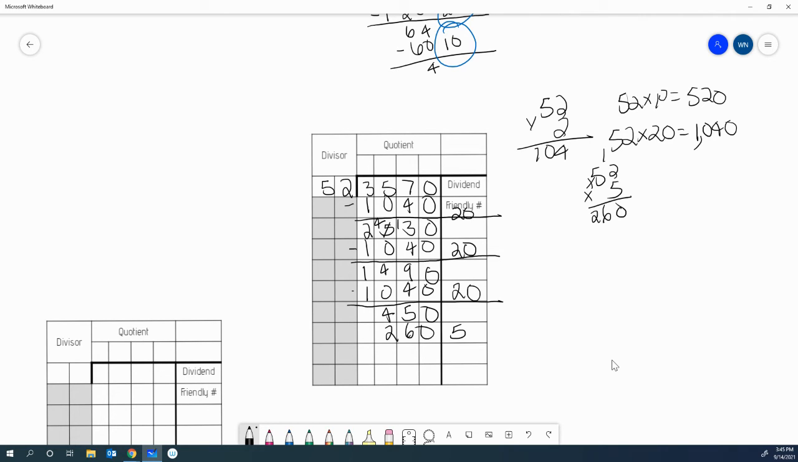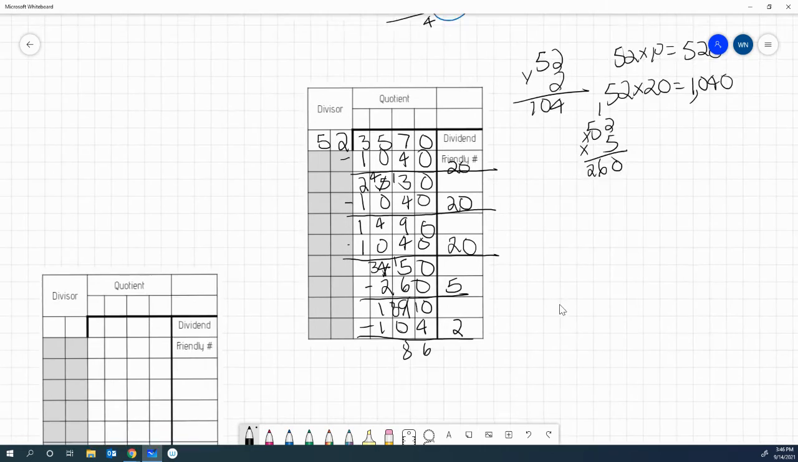I've got 260. Let's subtract. 0. Let's borrow. 7, 8, 9, 10, 11, 12, 13, 14, 15. That gets me 9. 190 left. Okay, what can I do? I could do 52 times 2 and pull out 2 as a friendly number. That's 104. Let's subtract. That gets me 6 and 8. 86. Okay, that's all I've got left.